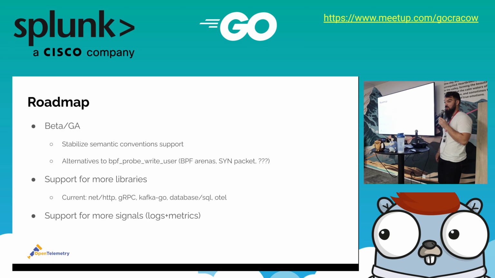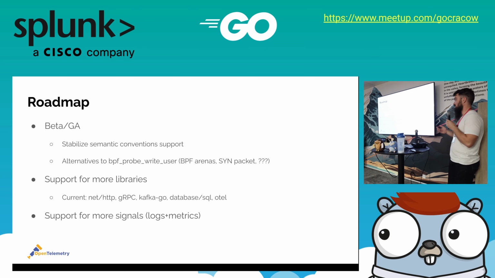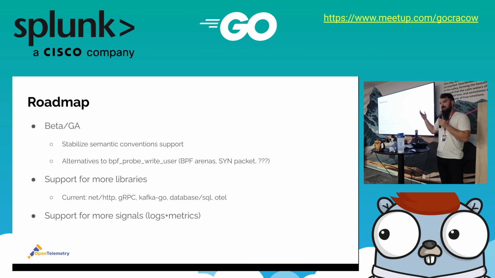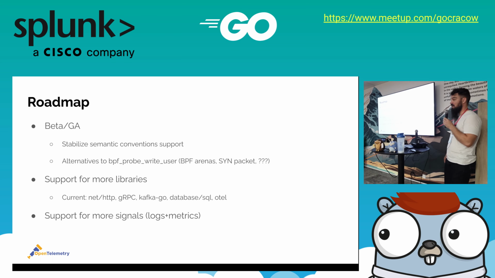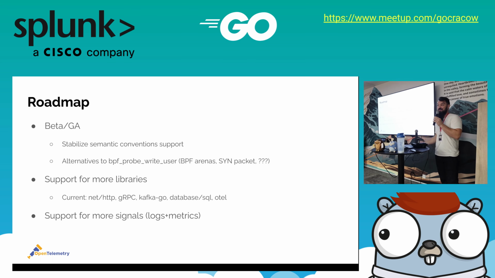We also want to support more libraries. Right now, we support net/http, gRPC, Kafka Go, database/sql, and OTel, which we showed as the interoperability for OpenTelemetry. OTel is the shorthand for that. And then on top of that, we only were talking about traces. We got a lot out of traces today, right? We solved this problem, but we want to look at metrics and maybe logs as well in the future. So these are things that we're planning to look at.